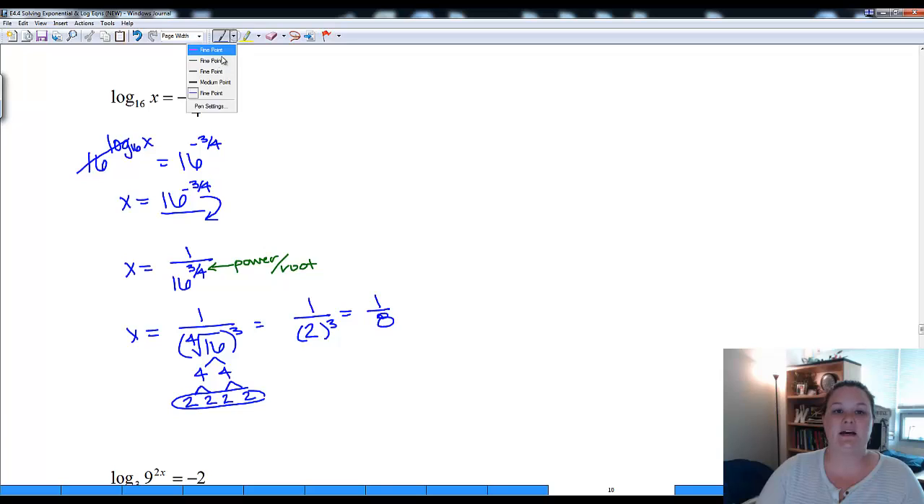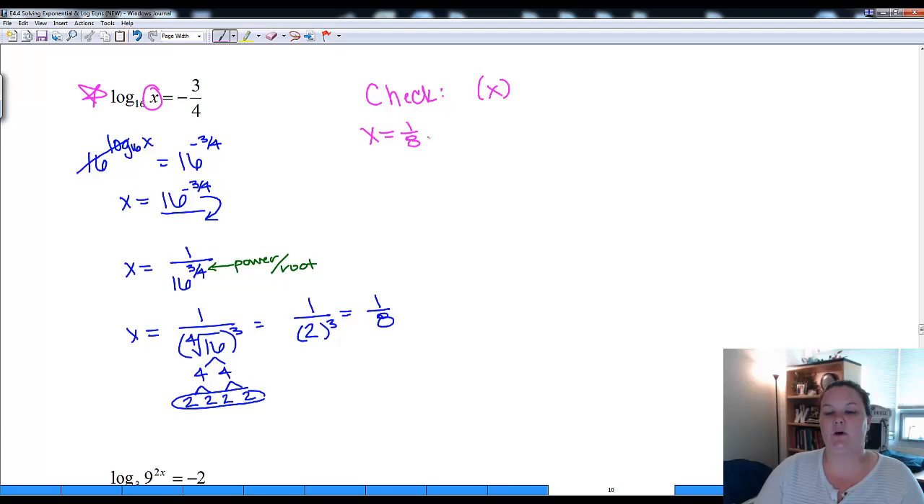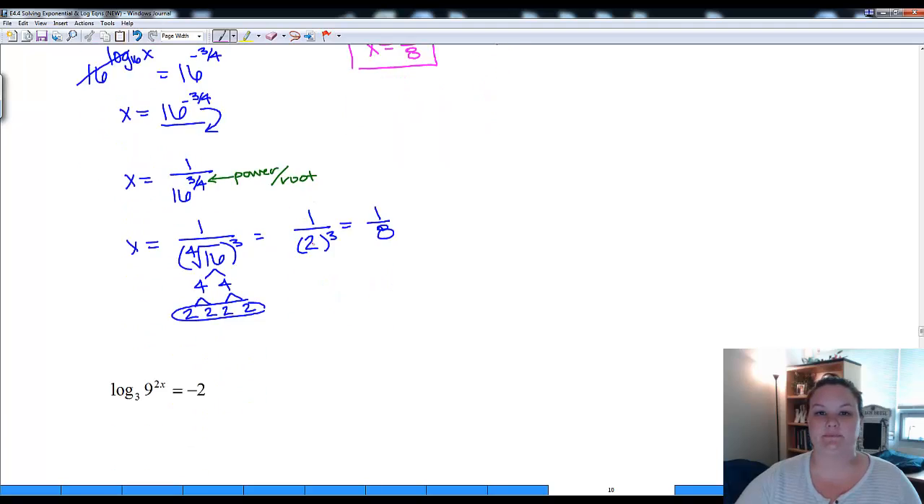And then again, because this is inside a log, I need to check that log value. I'm going to go ahead and check. My inside number is x. If I'm checking x equals 1/8, if I plug 1/8 in for x, it's going to stay positive. So 1/8 is my solution. Okay? Let's look at another one.